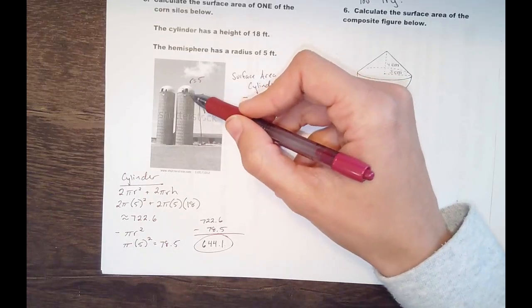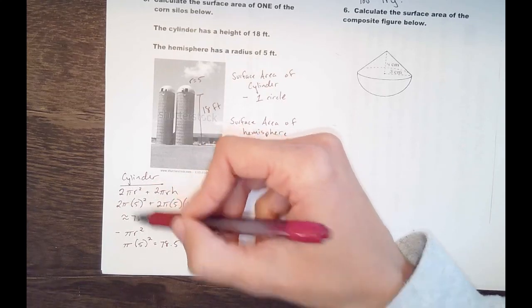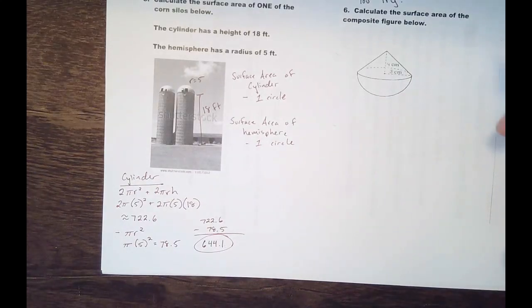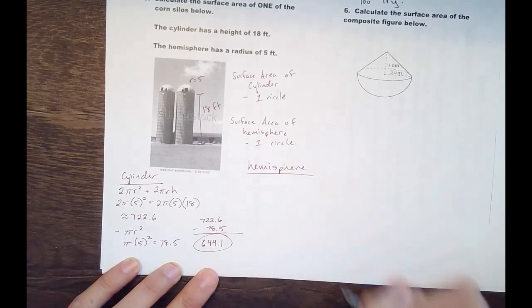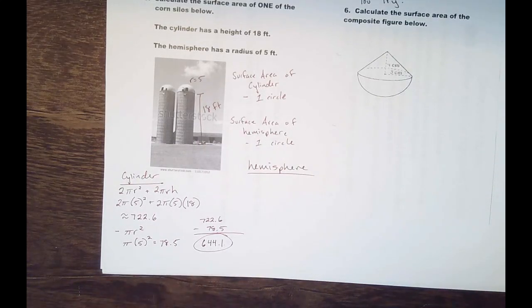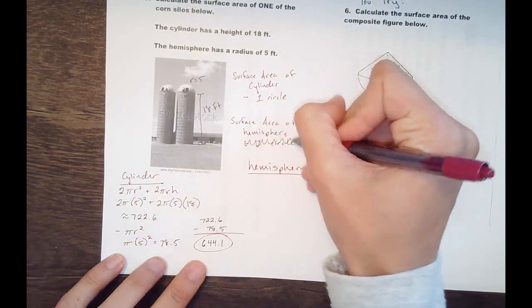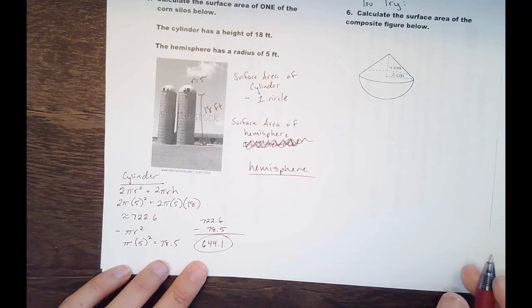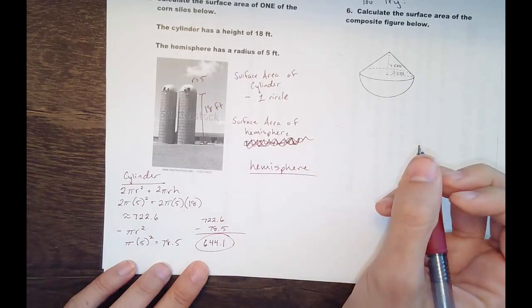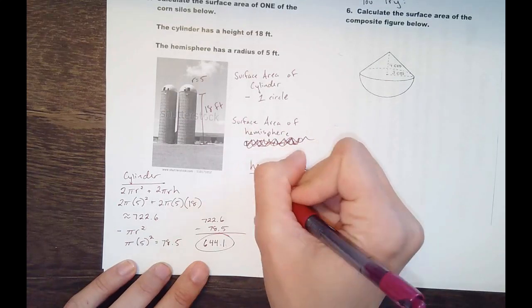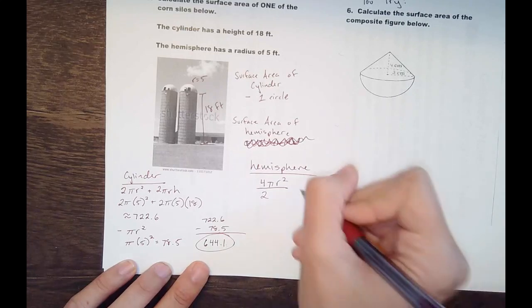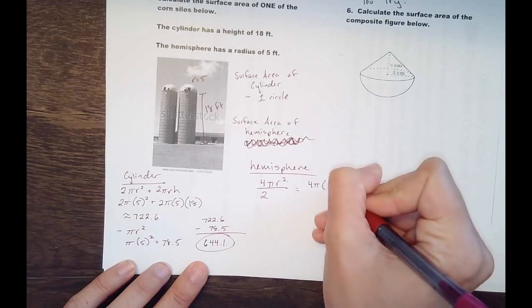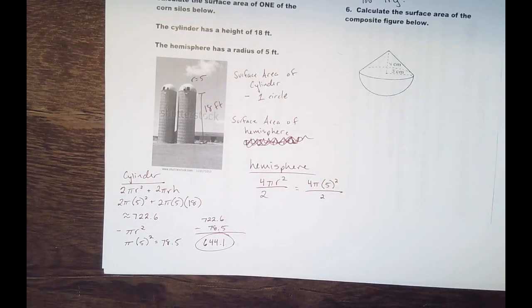Alright. Over here we'll do our work for the hemisphere. Okay, so that's going to be the surface area of a sphere. Right? And then we're going to divide it in half. And we don't have to worry about that because we don't include that in our formula anyway. So the surface area for a sphere is 4 pi r squared, but we have half of it, so we're going to divide that by 2. So we have 4 times pi times 5 squared all over 2. That gets us 157.1, just about.